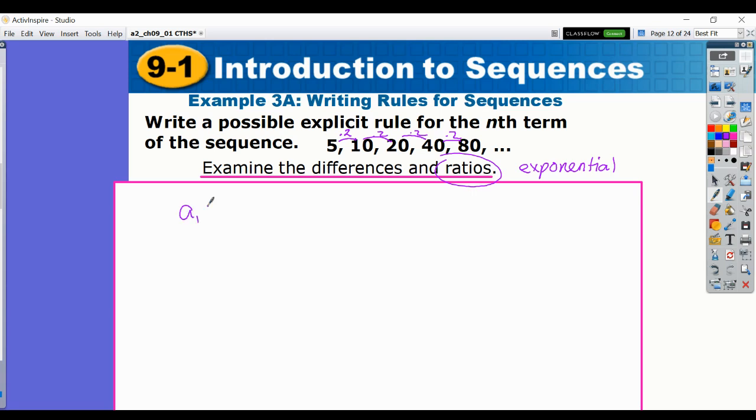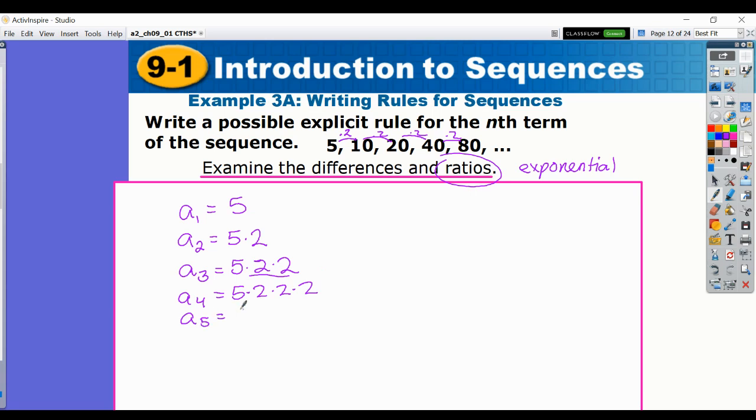We know the first term is 5. How did we get the second term? Well, we took 5 times 2, right? I'm just going to write out and see if I can come up with a rule for the nth term. To get the third term, I took my 5 times 2 and I times it by 2 again. So notice what's happening here. Fourth term, 5 times 2 times 2 times 2. So let's see if I can shorten this.